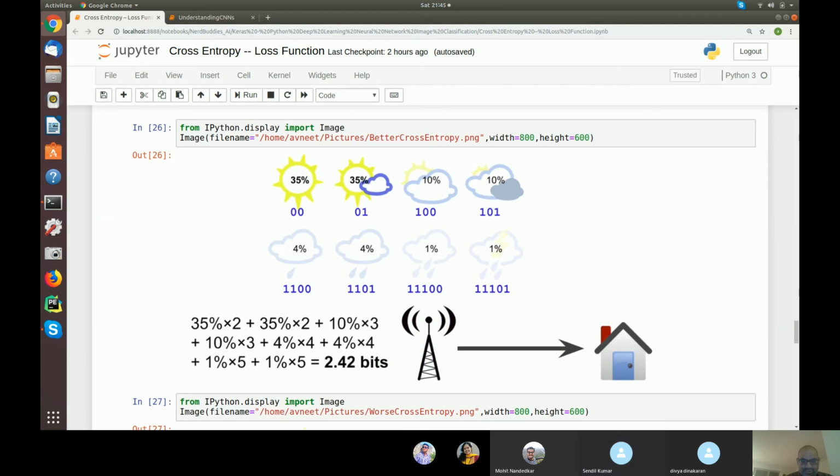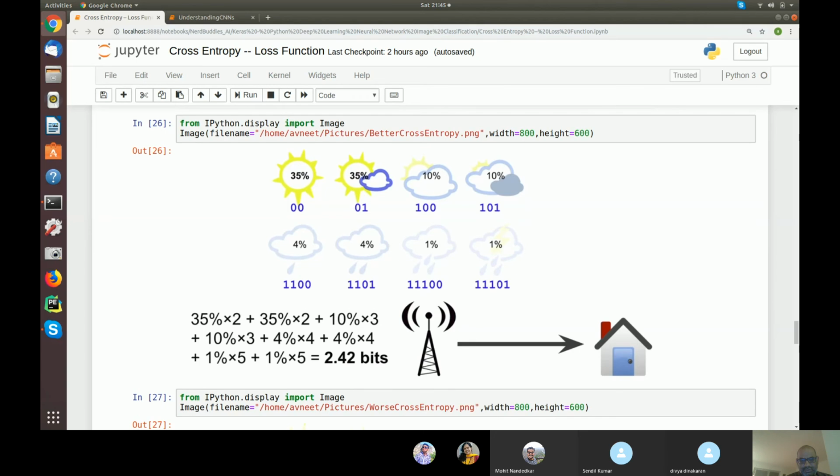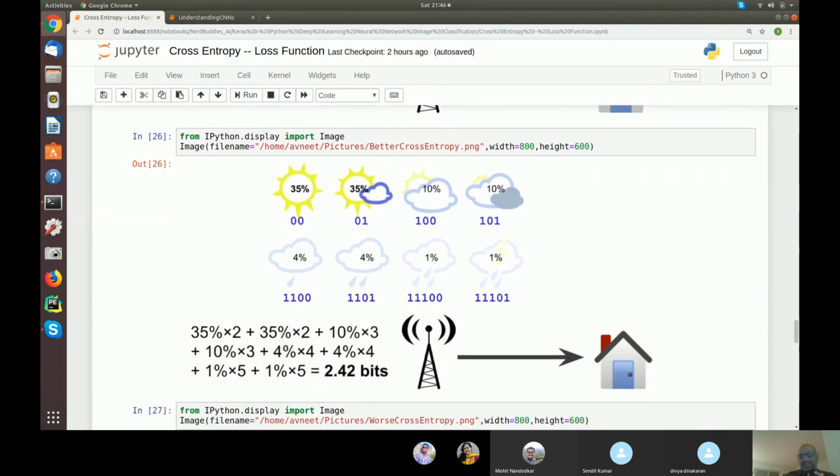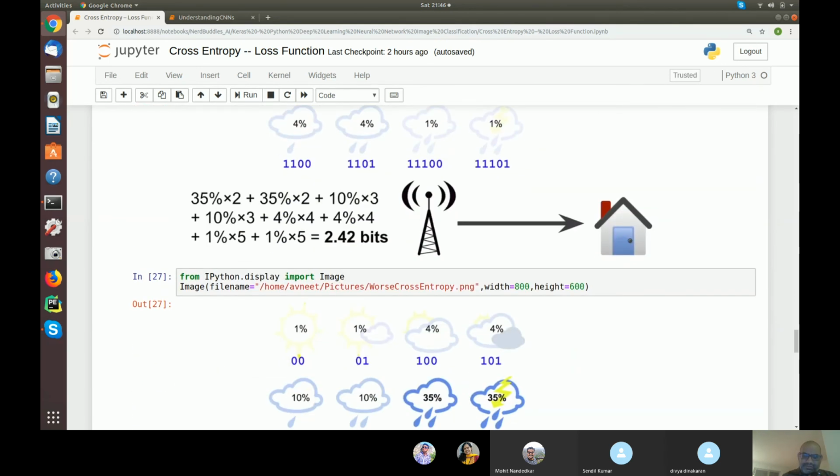So if we change the way we formulate the information, then the overall bits used on average that are sent by the weather system reduces to 2.42. So this is the cross entropy, 2.42, and it's much closer to the entropy, which is 2.23. So that is essentially what we're trying to do.